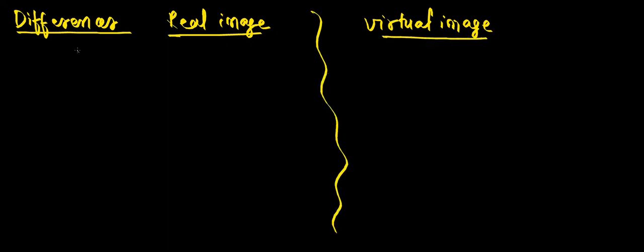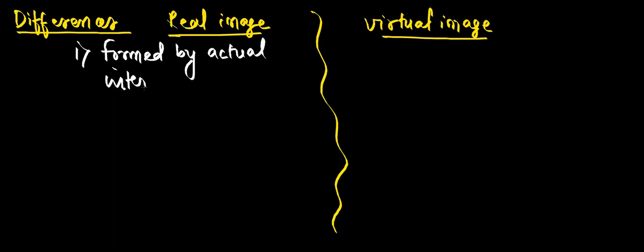So if you take the first difference, how is a real image formed? It is formed by actual intersection of rays, maybe reflected rays or maybe refracted rays. In our present chapter, reflection, we consider the intersection of reflected rays. In the next lesson, refraction of light, we consider the intersection of refracted rays. So here we are talking about reflection, so I'll just mention reflected rays.